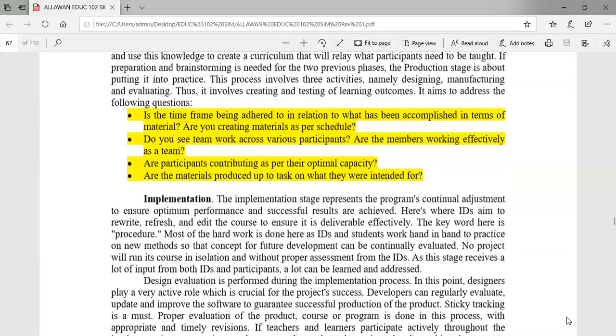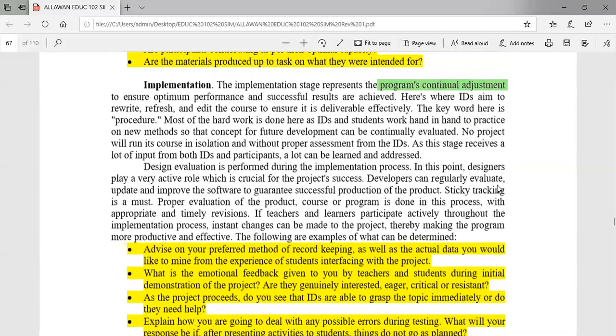Another in the ADDIE model is the implementation. So this stage represents the program's continual adjustments from the word implementation. So you would implement if na-develop na yun siya from the design. So you would know if it should be continued na or another adjustment on this implementation of the ADDIE model.